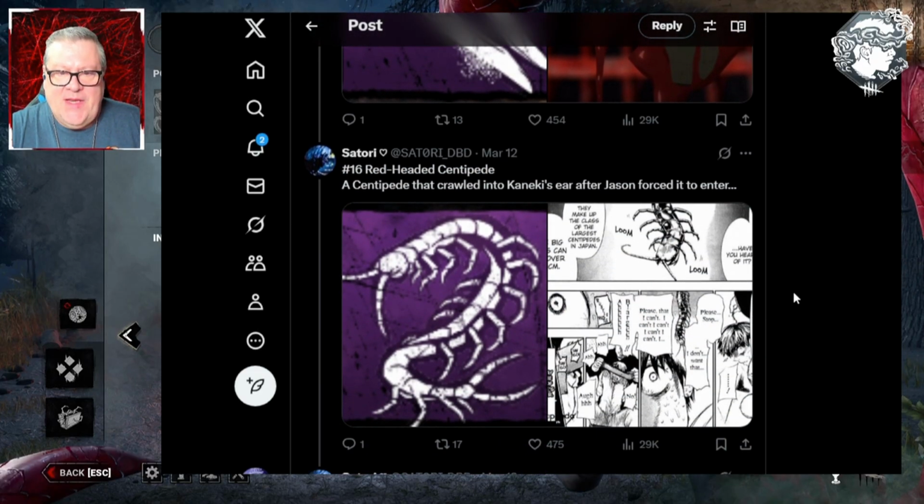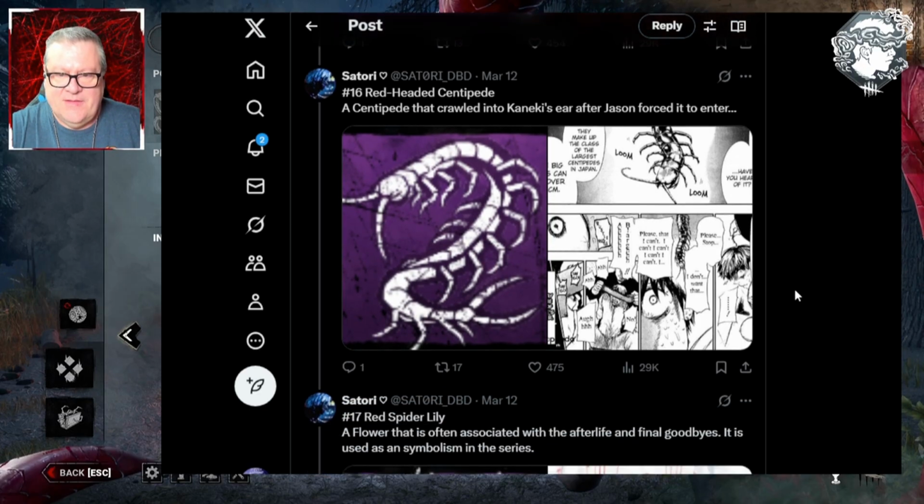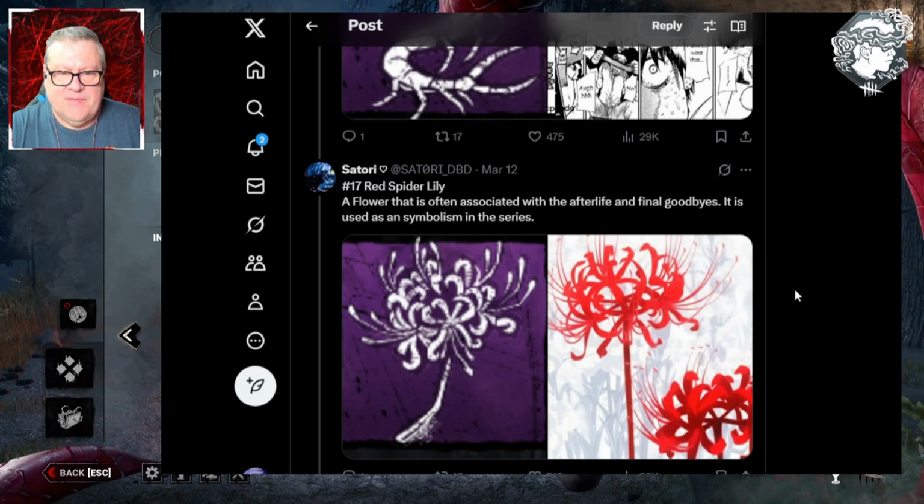Number 16, the red-headed centipede, a centipede that crawled into Kaneki's ear after Jason forced it to enter. Again, more of the torture process Kaneki went through at the hands of Jason.